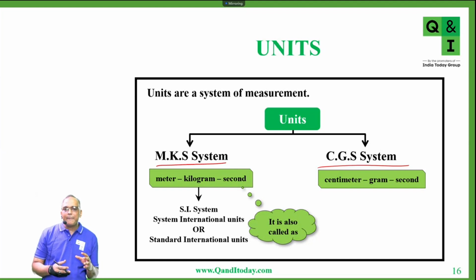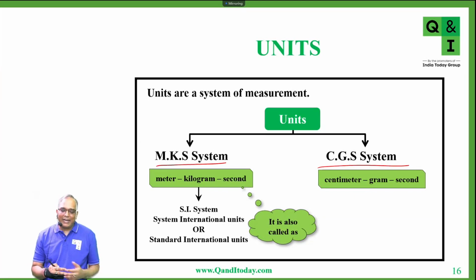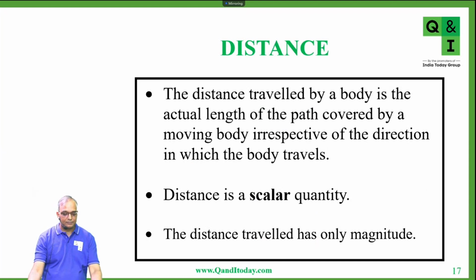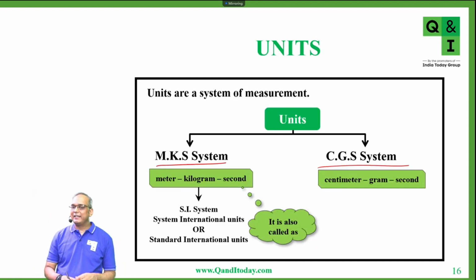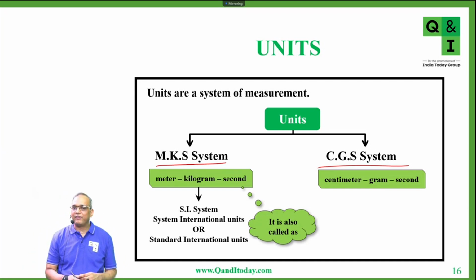Now, out of those, for mass, length, and time, there were 3 units which were made standard units, and they were taken from the MKS system only. So the MKS system was further refined into the SI system, which is called System International Unit or Standard International Unit. Is it clear, students? Is everything clear to you? Do you want me to further elaborate this, or have you understood the concept?